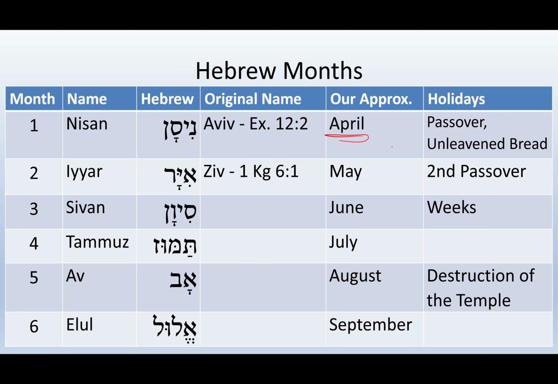And then Iyar. If you want to know how to pronounce these, you can always look at these Hebrew names here. Back in 1 Kings 6:1, it was called Ziv. Some of the rest of these, if the months are mentioned, are only mentioned by number, but I do have all of the names in this column; both of these columns are on the modern Hebrew calendar. And also we have the holidays.